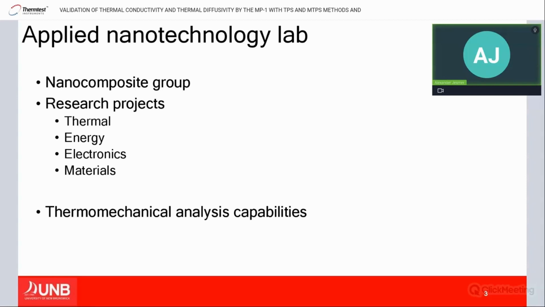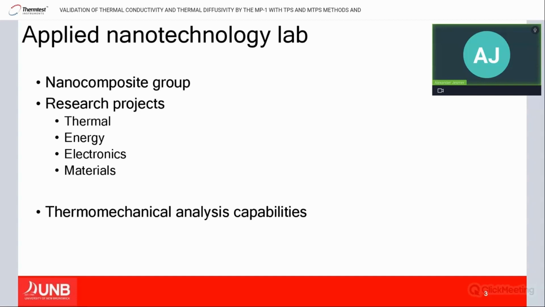So to support all of those research projects, we also have thermomechanical analysis capabilities, which this project that I'm going to be talking about fits into. And to support those other research projects, we have these thermal methods like the MP-1 and the transient methods, and then some other more typical materials chemistry, such as dynamic mechanical analysis, thermogravimetric analysis, DSC, FTIR, stuff like that. So that is the lab itself and what we can do.